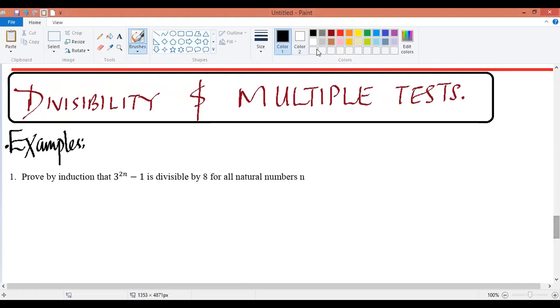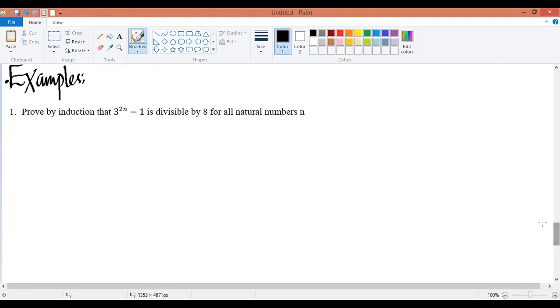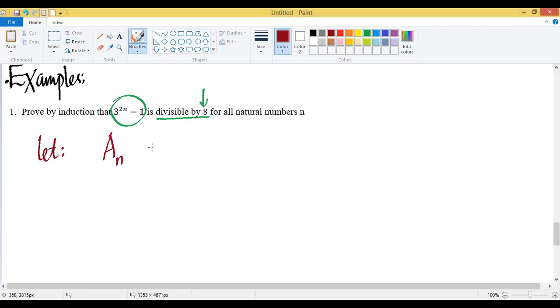Divisibility and multiple tests. So how do we start? We start by abbreviating or setting that quantity we have been given to an expression of our choice, and also appreciate the statement divisible. So we are going to let the result of the divisibility for any value of n be a letter a subscript n.